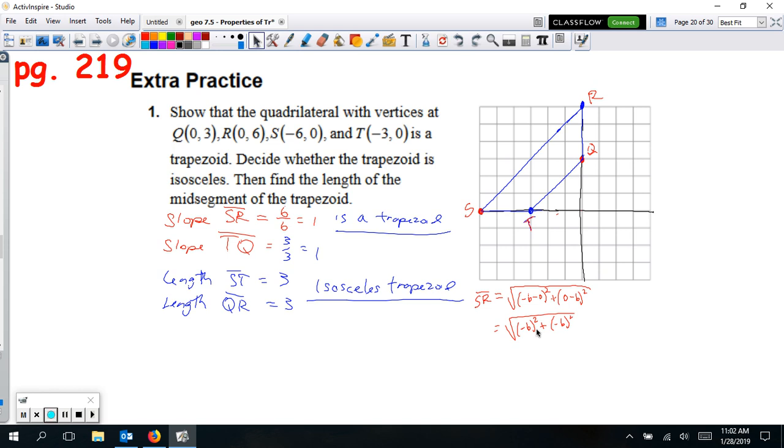That's what we end up seeing here: negative 6 squared plus negative 6 squared. And we simplify the parentheses, so now these will both be positive 36's, 6 times negative 6. So now we have 36 plus 36.